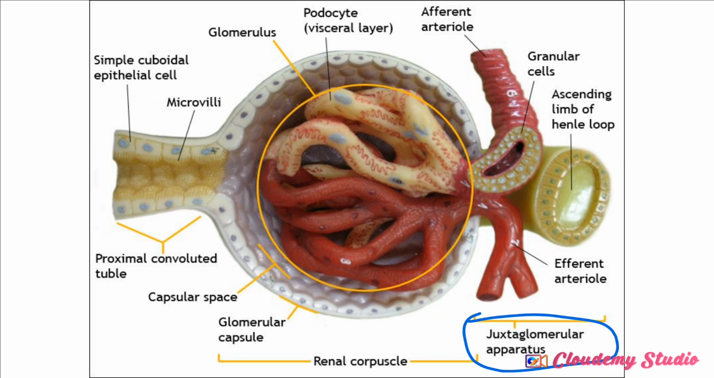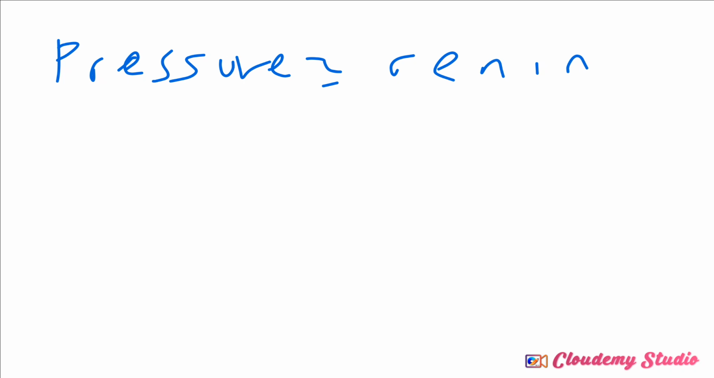Now, there are two basic functions of this complex, the juxtaglomerular apparatus. The first one is that it regulates systemic blood pressure. It regulates blood pressure by secreting an enzyme known as renin. They secrete renin in order to regulate the blood pressure. You understand? And this renin is part of the renin angiotensin aldosterone system.